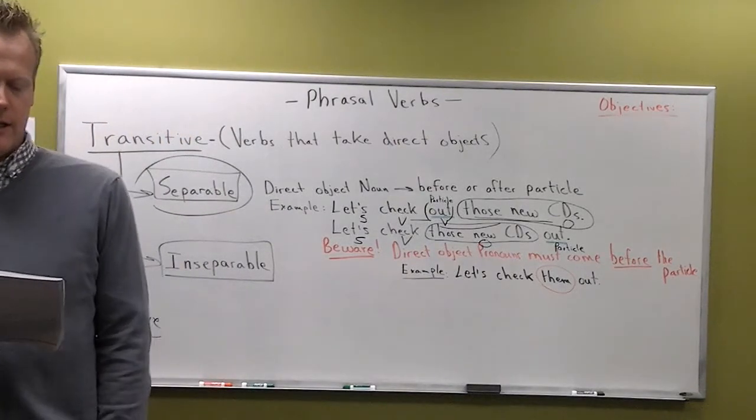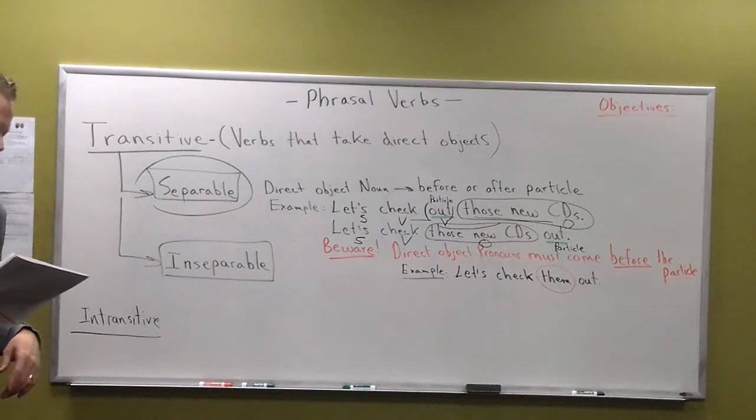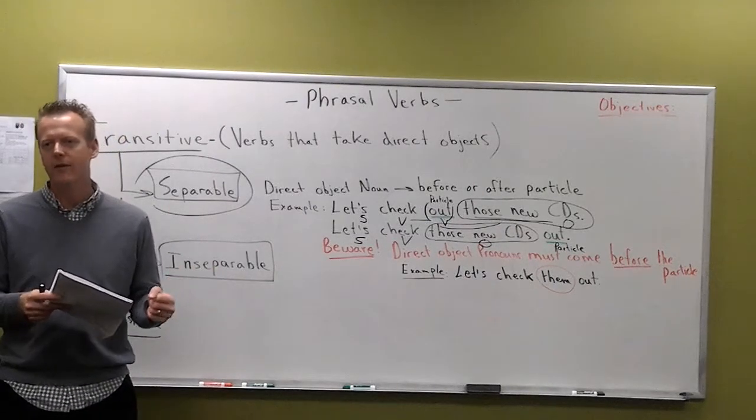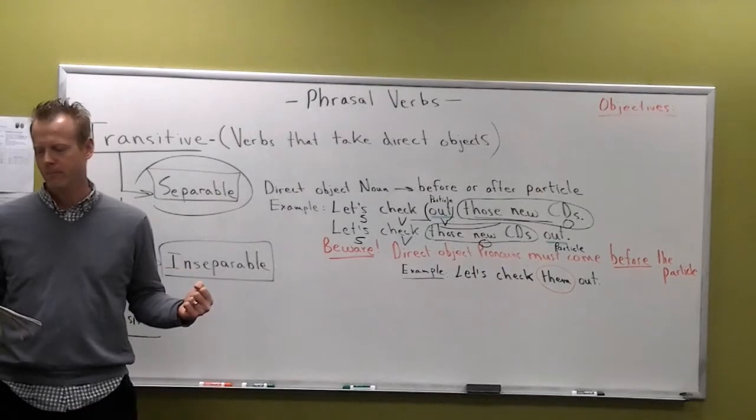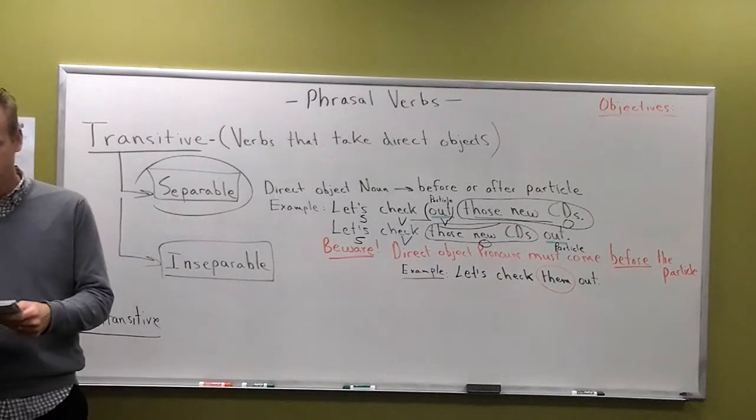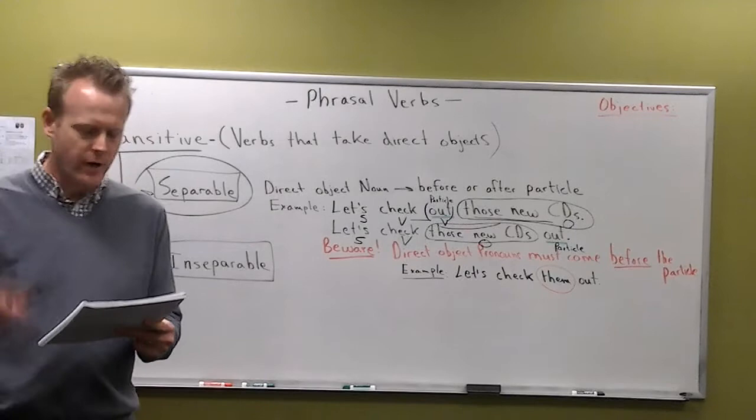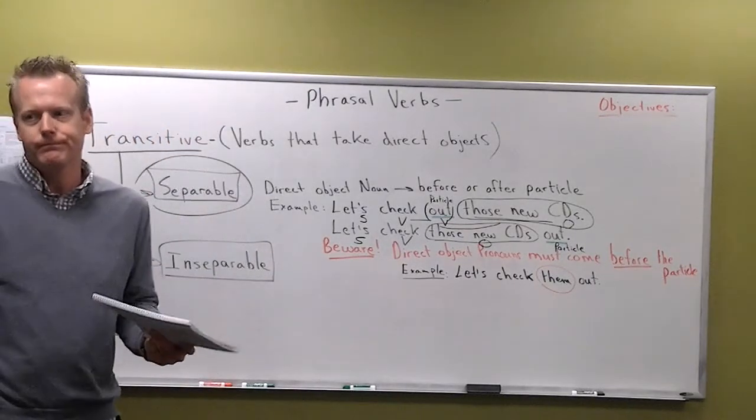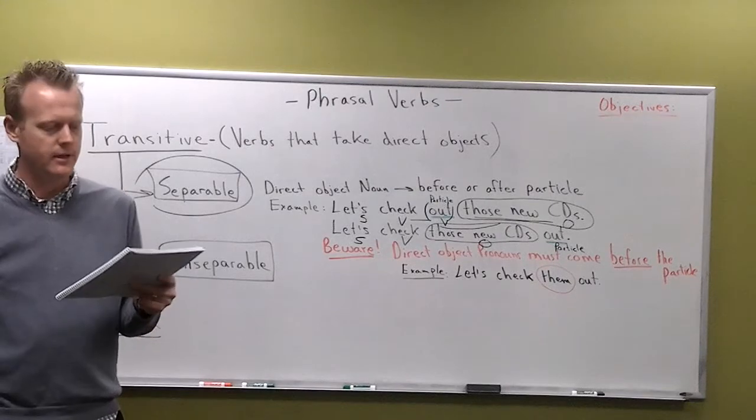And then finally, inseparable phrasal verbs. These are the opposite. It means they always stay together. You can never separate them. So with inseparable phrasal verbs, all direct objects always come after the particle. You just have to put it after the particle.